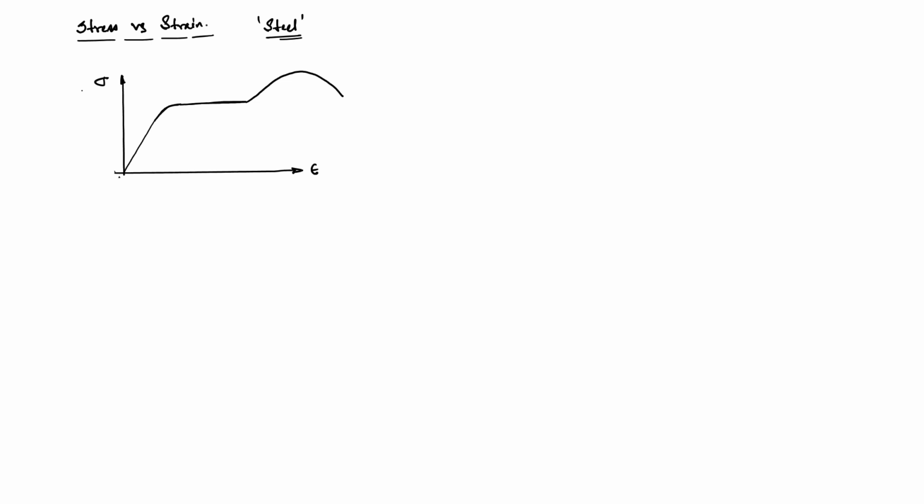Now, if we mark different points on this curve, say this is A, then this point is B, then this point is C, then D, and finally this is E. So, we have on the x axis different strain ranges. Let me first mark and then I will explain how the material behaves.